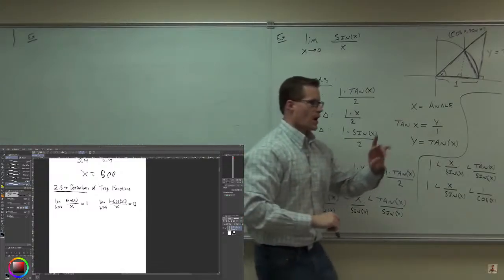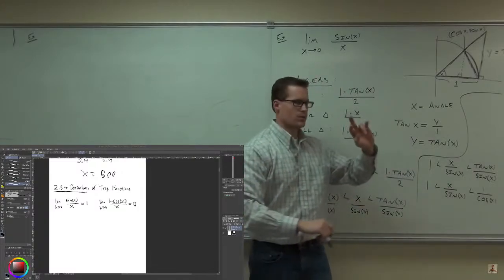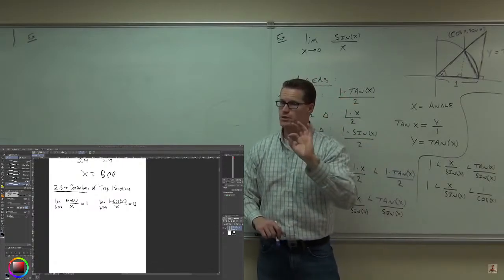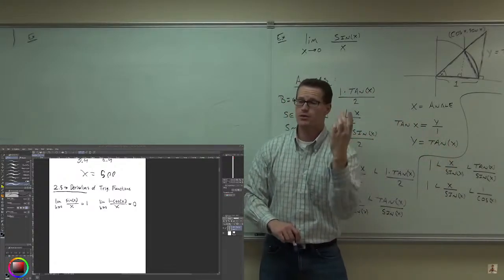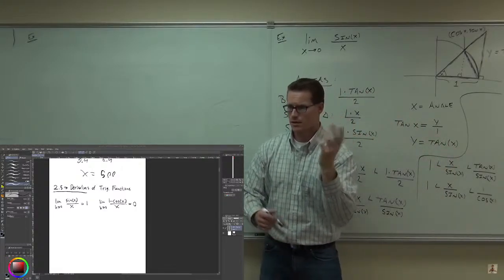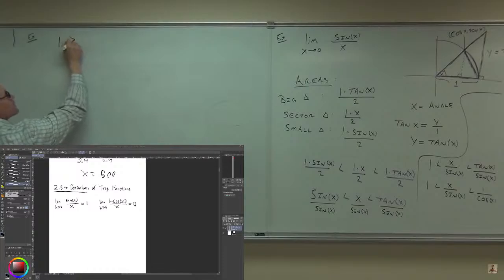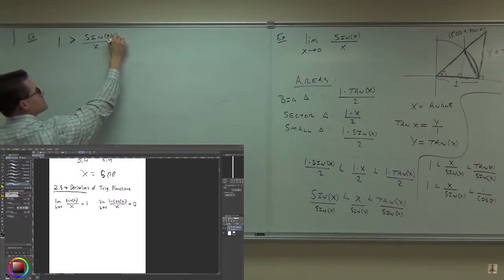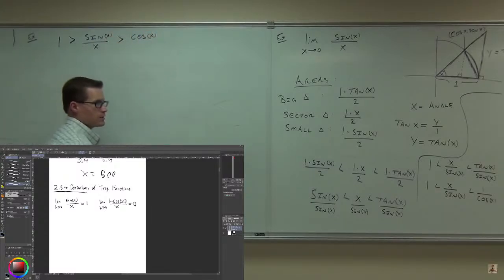Here's what I'm going to do. I'm going to reciprocate each of those fractions: the 1, the x over sine x, and the 1 over cosine x. If you reciprocate, it's going to flip your inequalities. Does that make sense to you? That's a mathematical truth. So I'm going to have 1 still, because the reciprocal of 1 is 1, is greater than sine x over x, which is greater than cosine x over 1.